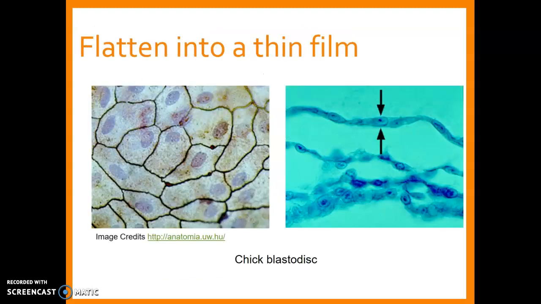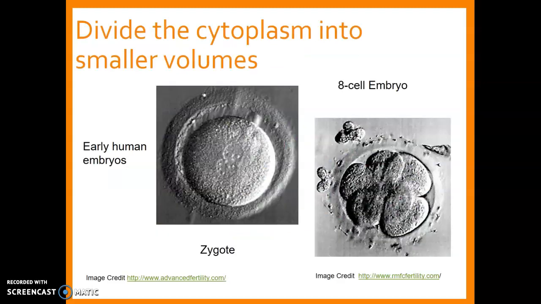So that's one way. Another way is to flatten it into a thin film, okay? If it makes the cell flat and thin but longer, you're increasing your surface area but not increasing your volume. And then the other is to divide the cytoplasm into smaller volumes.